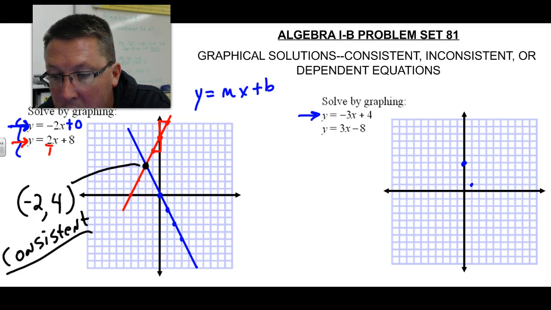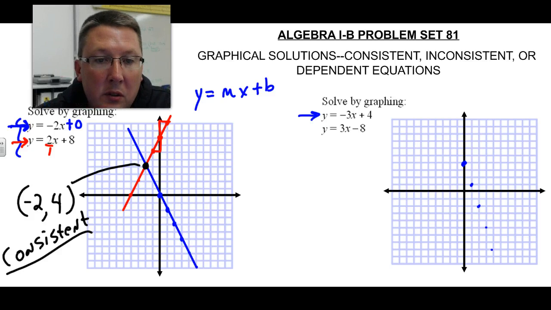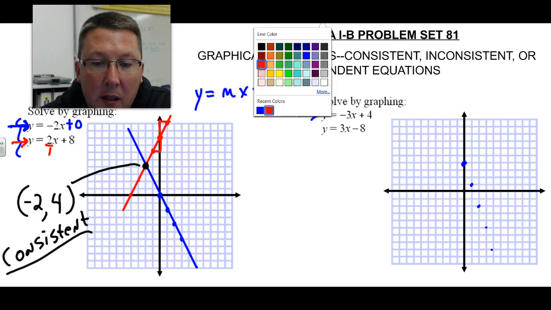1, 2, 3 over 1. I can keep making my stair steps. Draw our line. Blue.